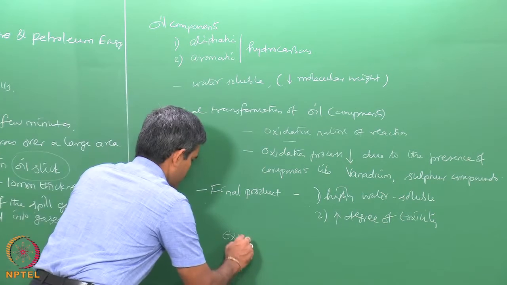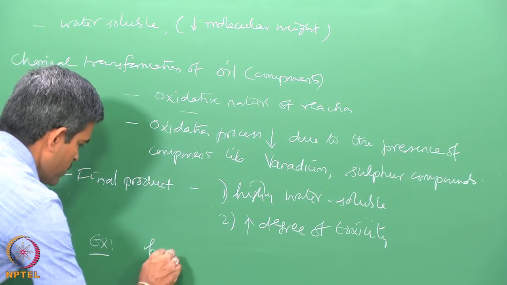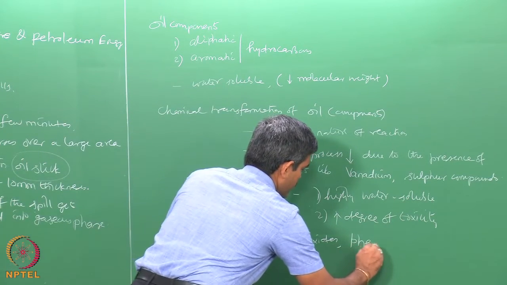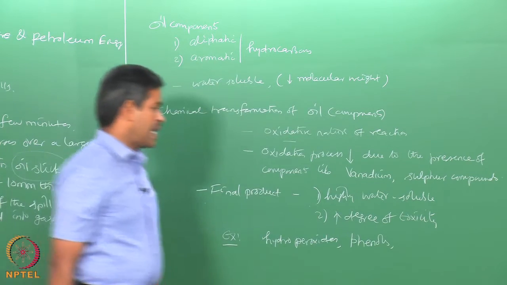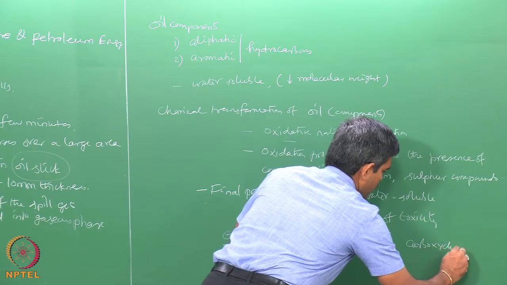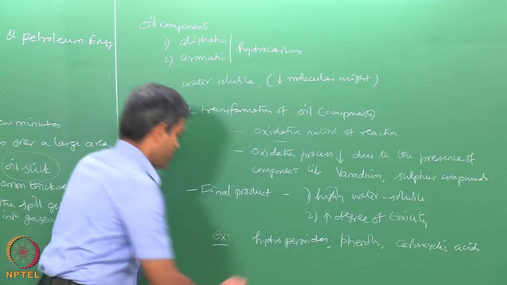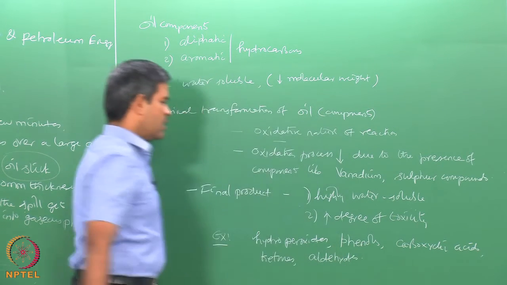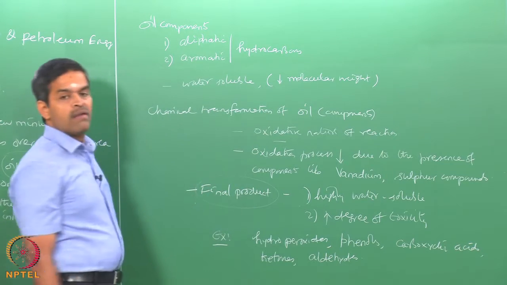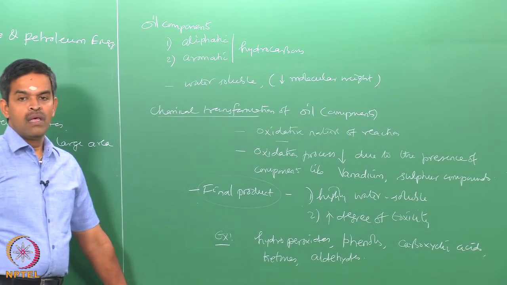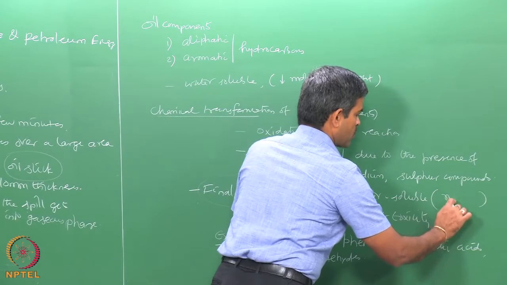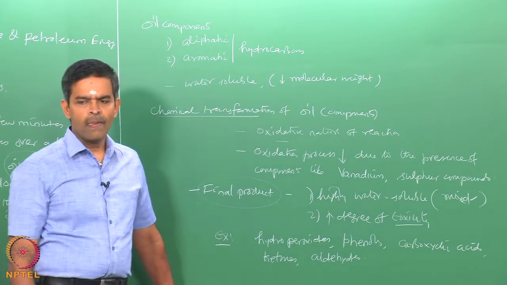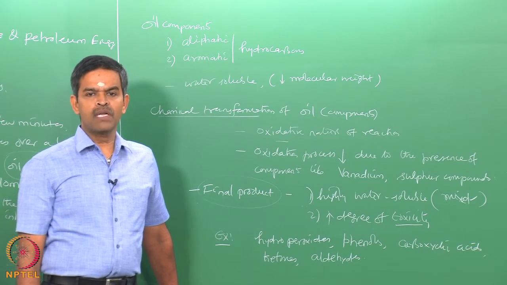I can give certain examples on this. Hydroperoxides, phenols, carbocyclic acids, ketones, aldehydes are certain examples of the final products of the oxidation process, which is a chemical transformation of the oil spill, which is highly water soluble. So, it gets easily mixed with the sea water, and most dangerously they are highly toxic in nature. Having said this, let us try to see what the environmental impact of the oil spill is now.